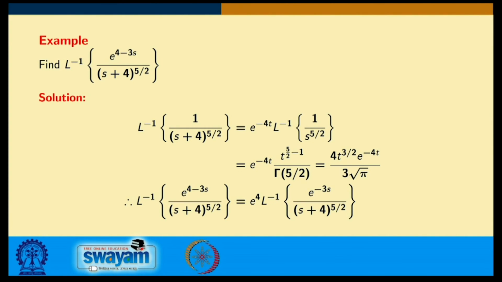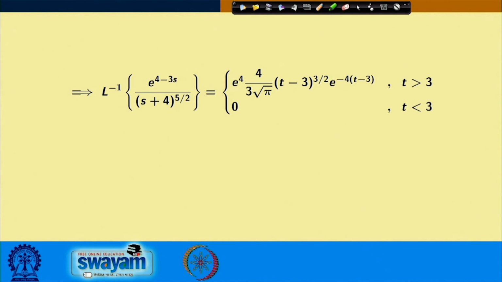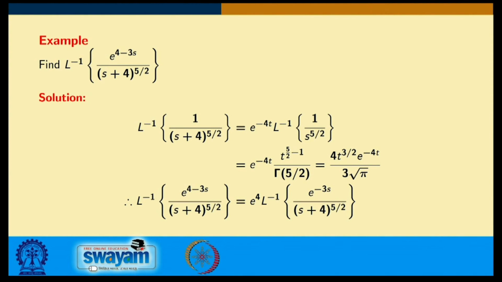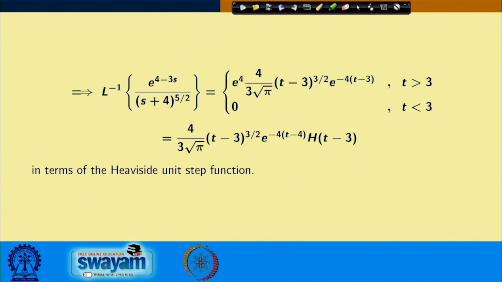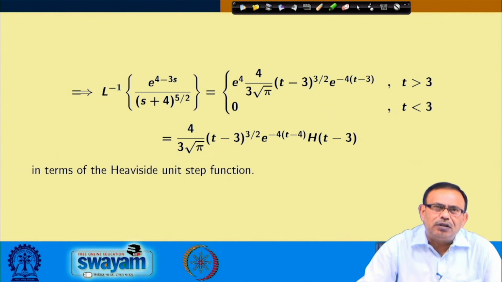So, this was the inverse Laplace transform, e power minus 4t into this. So, I am getting this, and for the function e power minus 3 s by s plus 4 to the power 5 by 2, using the property directly, I can write it as 4 by 3 root pi into t minus 3 to the power 3 by 2 into e power minus 4 into t minus 3, and this equals, you can write it as a unit step function, which we have written as h of t minus 3, in terms of Heaviside unit step function.